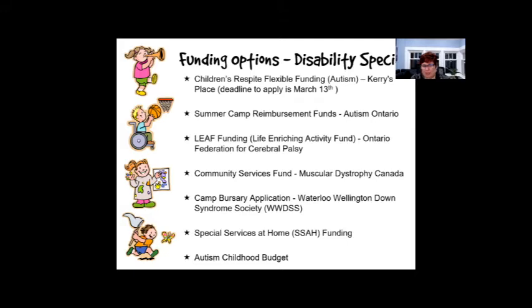To look at your Special Services at Home funding, you can use this year's dollars to pay for camps that will be happening in the summer. March 31st is the budget year. So April 1st, you will get your new allotment. So if you have money left over, you can use that to pay for this summer's camps, or use your money when it comes April 1st. If you have your Autism Childhood Budget, you can also use camps under the respite, paying for camp as respite.